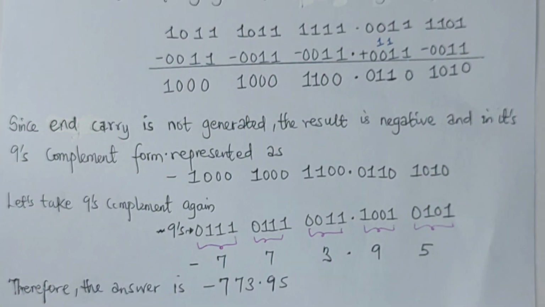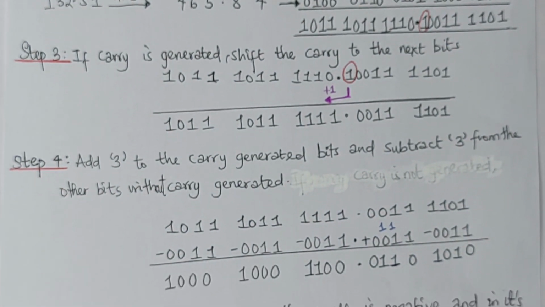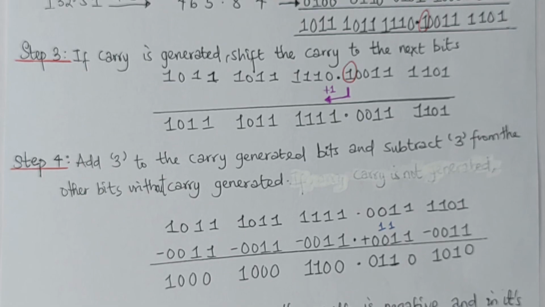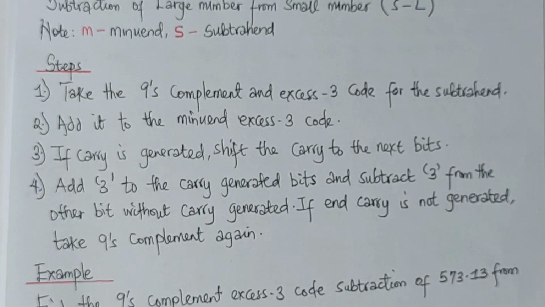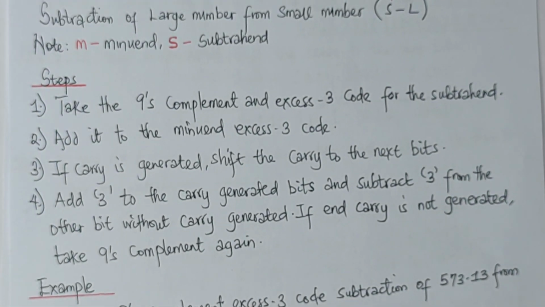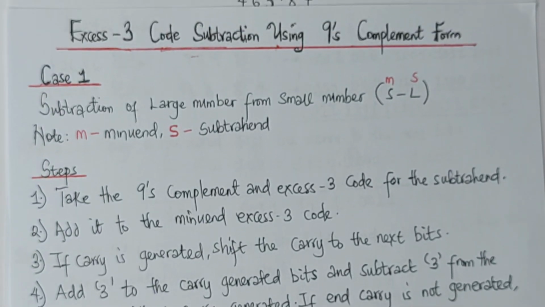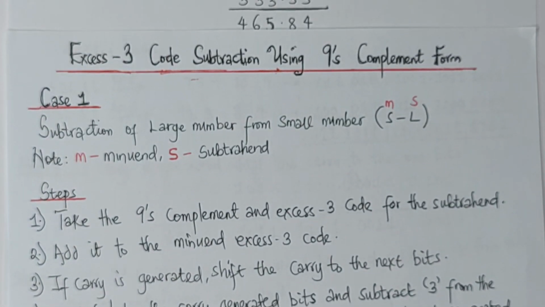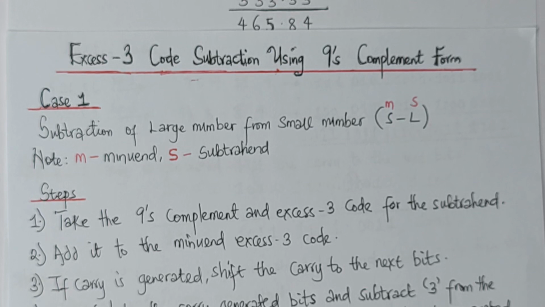Now this is a very lengthy video, and thank you for staying up to this time. So remember, we talked about the Excess-3 Code Subtraction using the 9th complement. And this is case 1, where we talked about the subtraction of a large number from a small number. So do well to watch my next video. I'll be uploading also on case 2, where I will be treating the subtraction of a small number from a large number.